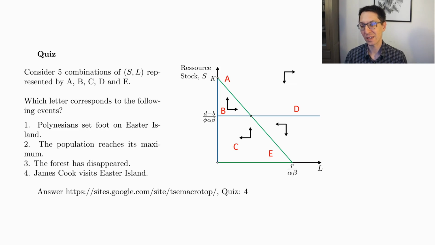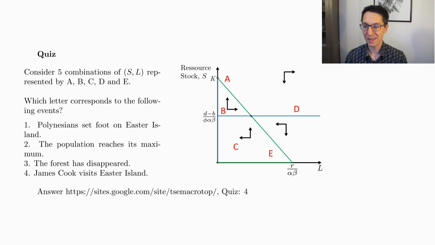You can still imagine that we have some grass, and we can still do something on the island, but it's very poorly sustained in terms of resources. So probably the forest has disappeared at E.